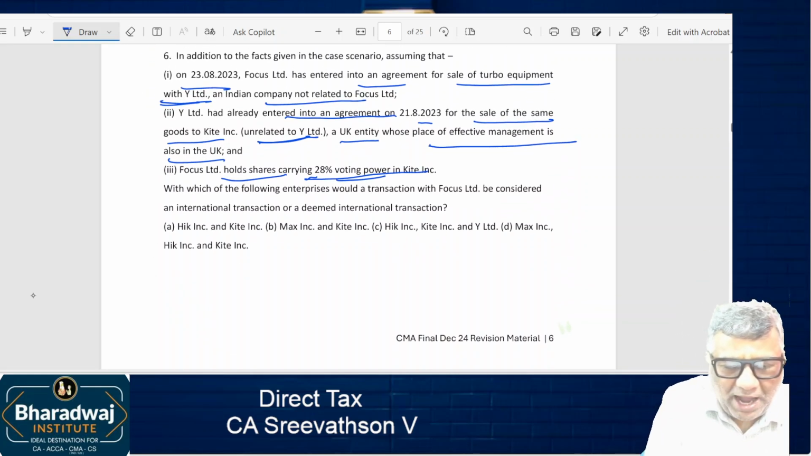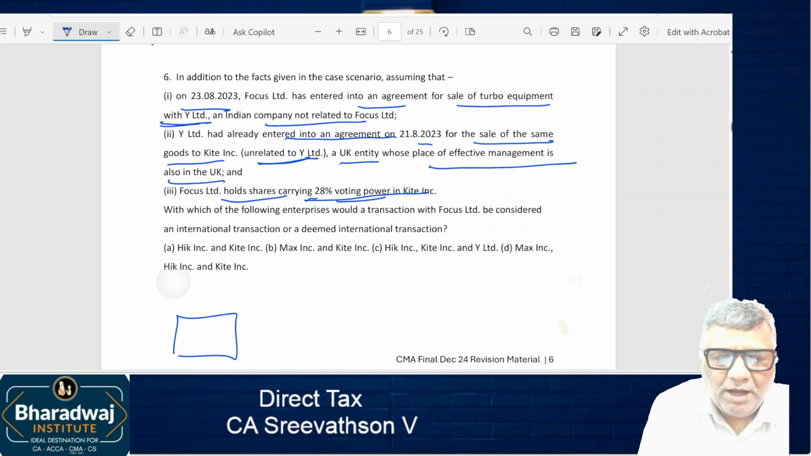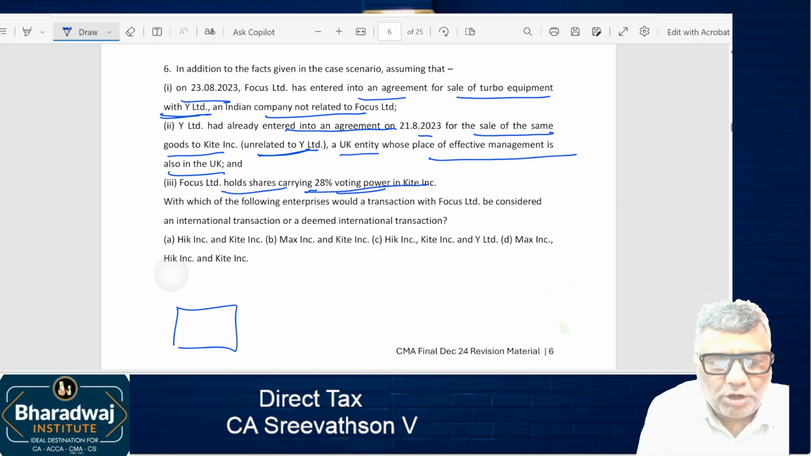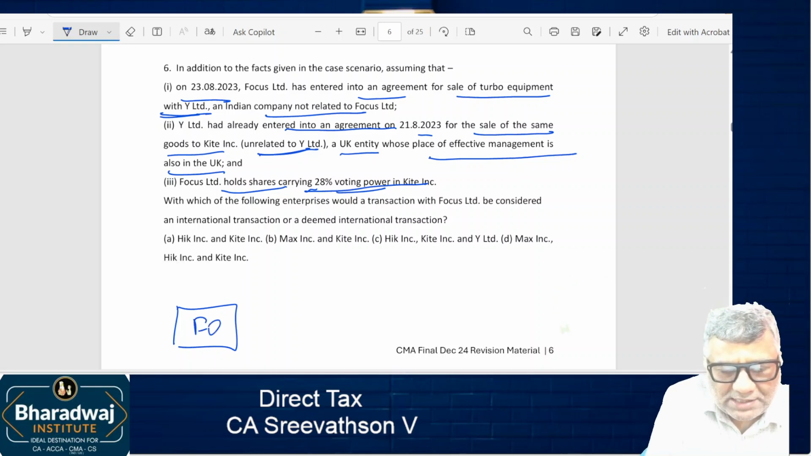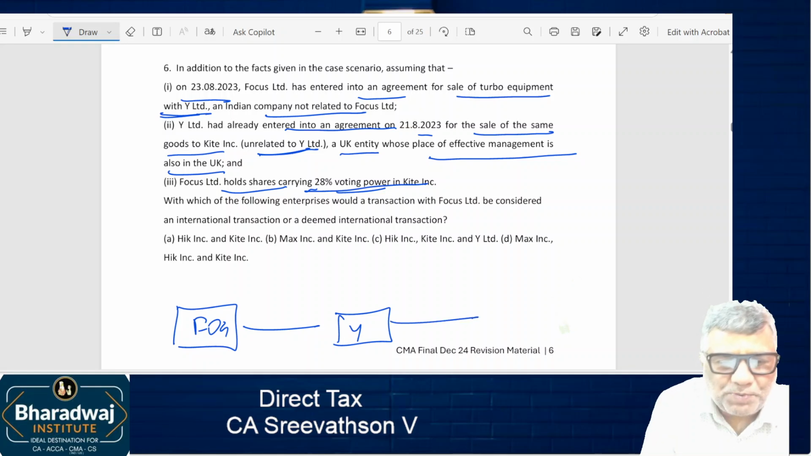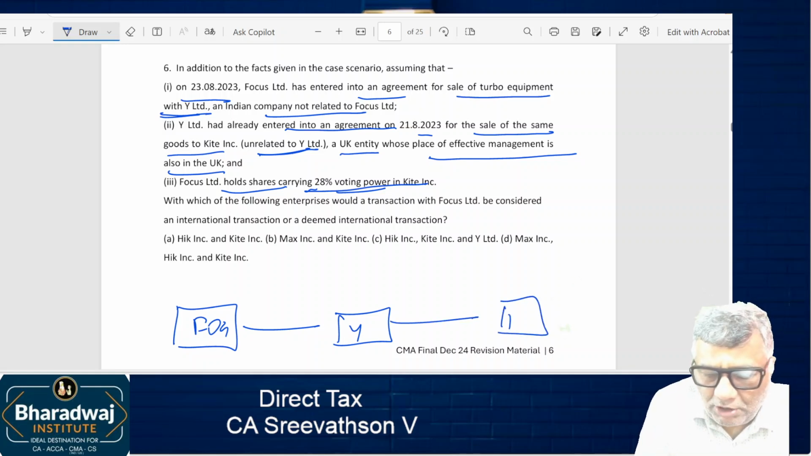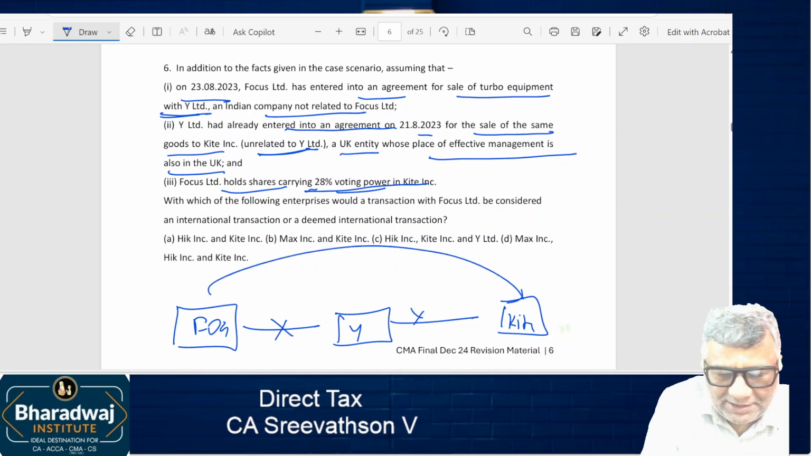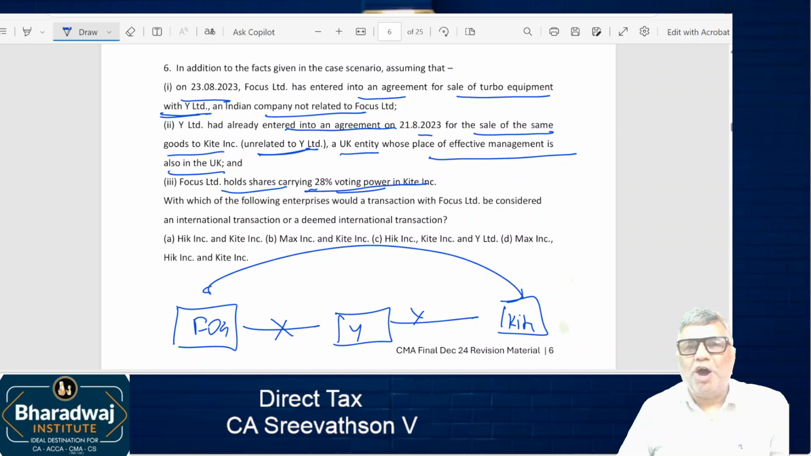What they do is transfer it to, okay, who's that first party? Focus Limited has entered into an agreement with Y Limited. Focus transfers to Y, Y transfers to unrelated Kite. They are not related, but these two are related. So the in-between party is used as a means of transfer to avoid transfer pricing.